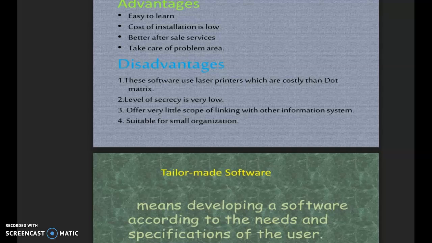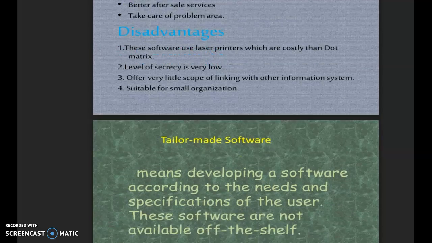Level of secrecy is very low because they are readily available. Anyone can use them. So secrecy could not be maintained. They offer very little scope of linking with other information systems. If any link is required to another information system, it could not be linked very quickly. They are also very good for a small organization, but suitable only for small organizations. For large organizations, it is not good. They are required to make amendments and changes in this very simple software.